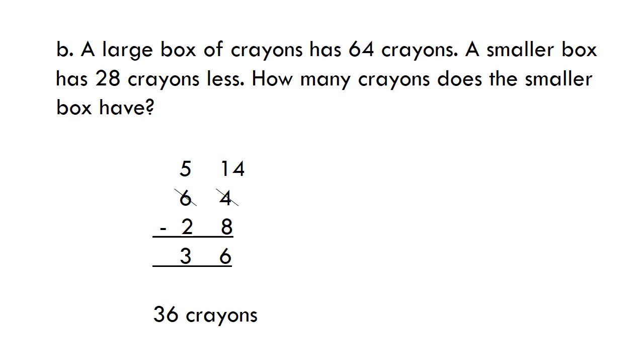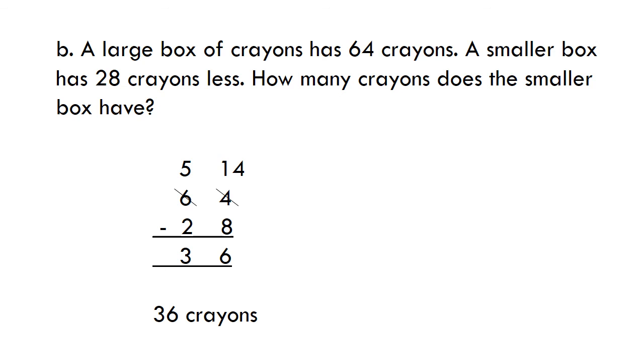So start subtracting the ones. Here you cannot subtract 8 from 4 because 8 is greater than 4. So we borrow 1 from tens. The number in tens is 6. So 6 becomes 5 and the 4 becomes 14. Now 14 minus 8 is 6. Write 6 under ones column.